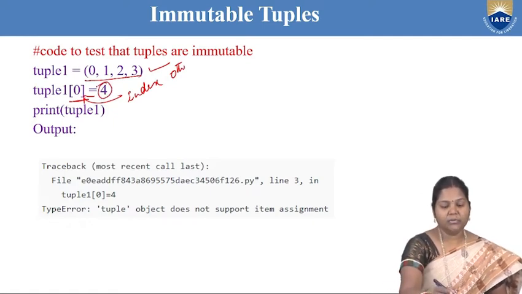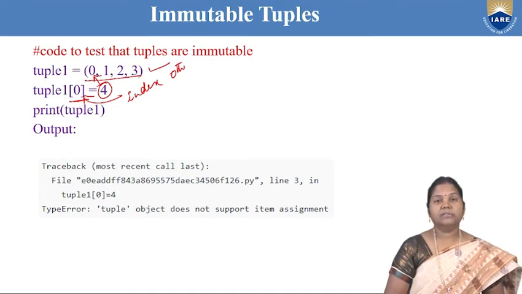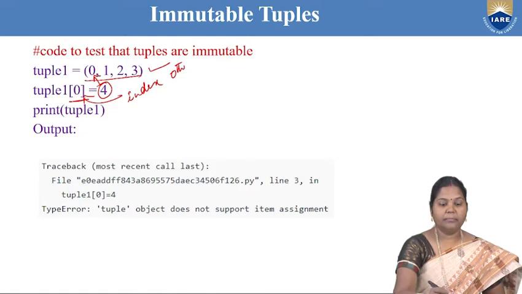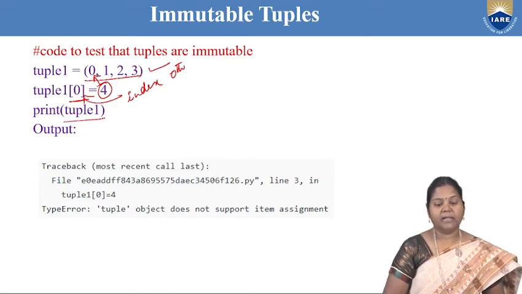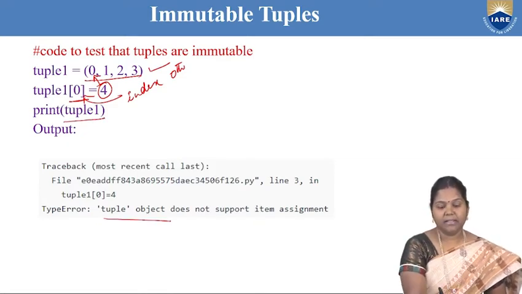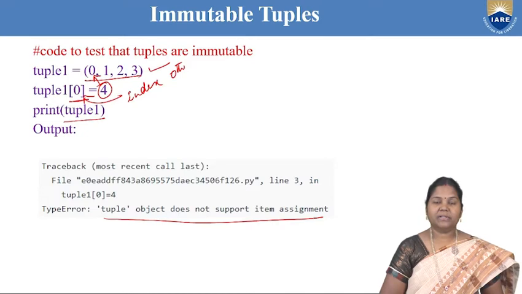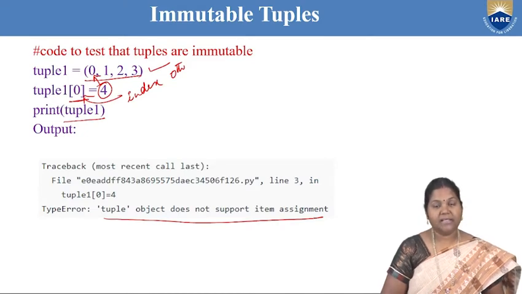Now at the 0th index the element 0 is available. I want to replace it with 4. If I try to print it, I get an error that the tuple doesn't support item assignment. That means once the tuple is created, the elements of the tuple cannot be changed or modified. So this is called the immutable property of the tuple.